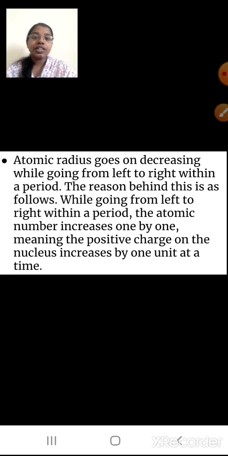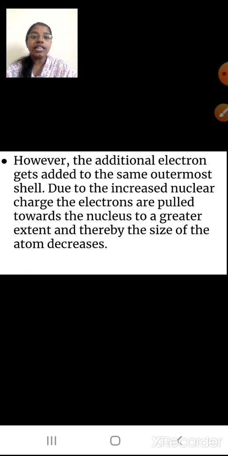So what is happening? The size has been going on decreasing. However, the additional electron gets added to the same outermost shell. Hydrogen also 1 shell, helium also 1 shell only. Hydrogen in 1 shell 1 electron, helium in 1 shell 2 electrons. Okay, due to the increased nuclear charge, the electrons are pulled towards the nucleus to a greater extent, and thereby the size of the atom decreases. So size of the atom decreases because of the increase in the nuclear pull.